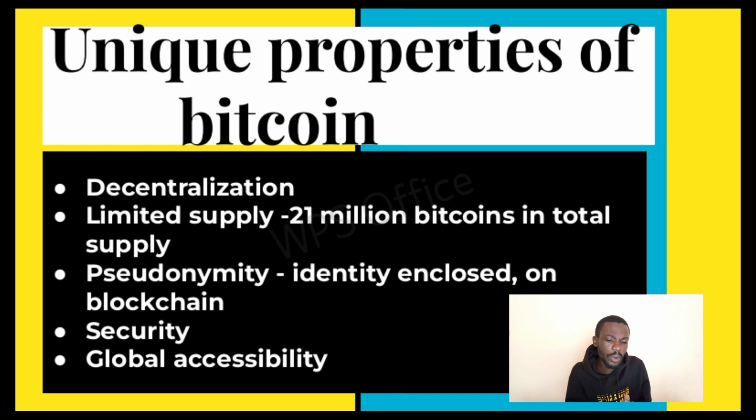Now, what are the unique properties of Bitcoin that we can talk about? One, Bitcoin is decentralized. It means there is no one in the middle who is controlling Bitcoin. We said Bitcoin is solving the problem of inflation, and it solves it by having a property called limited supply. There will only ever be 21 million bitcoins in total circulation.